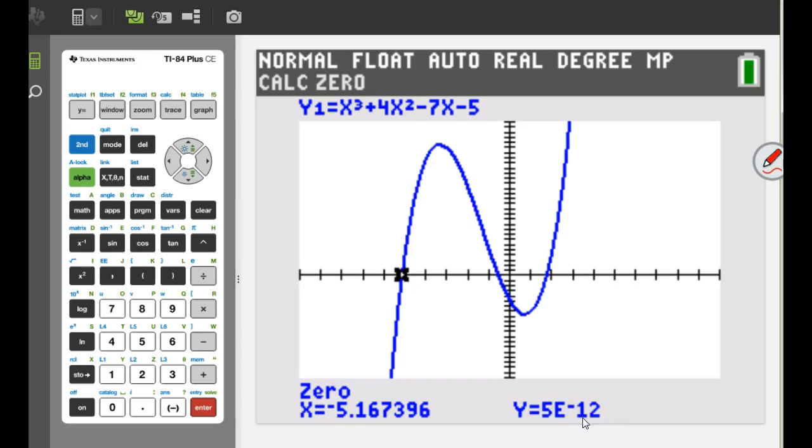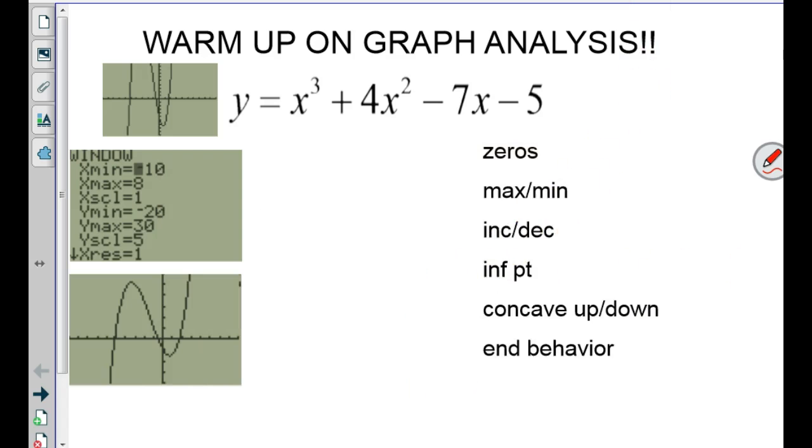Yeah, it's 5 times 10 to the -12th, which is 0, right? It's basically 0. So the 0 is at, and I'm going to have you round to 2 places because that's what it asked for in next week's quiz. So we have a 0 at -5.17.